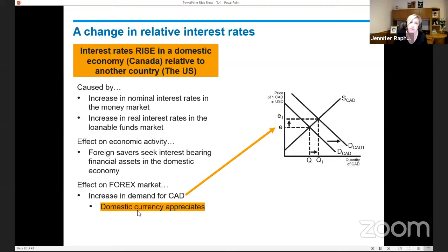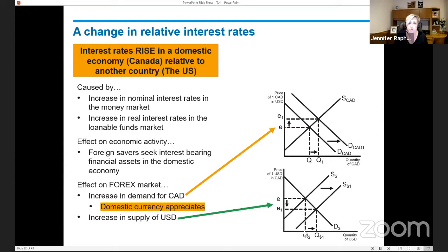And again, in order to buy Canadian dollars to purchase Canadian financial assets, they're going to have to increase the supply of their own currency in the Forex market. So when you increase the supply of the dollar, the exchange rate falls and the US dollar in this case is going to depreciate. So those are the three major changes in economic conditions that you would be expected to be able to walk through from the change to the exchange rate. Okay, and we've just done that very systematically. So this reasoning process is something you really want to be able to do.